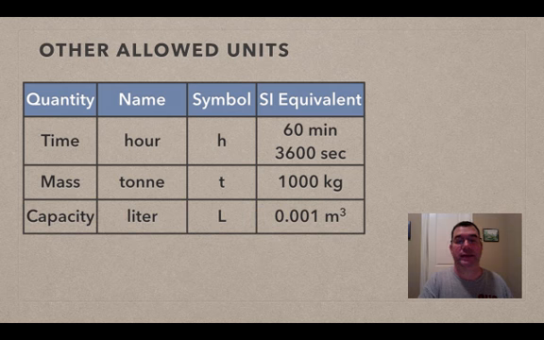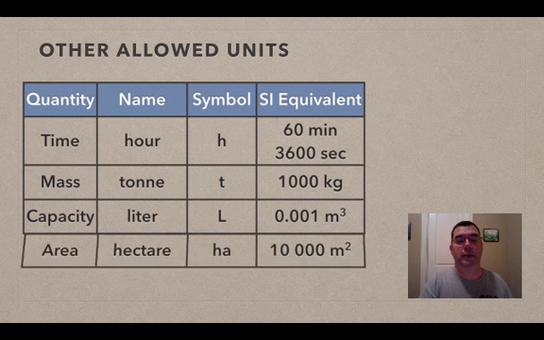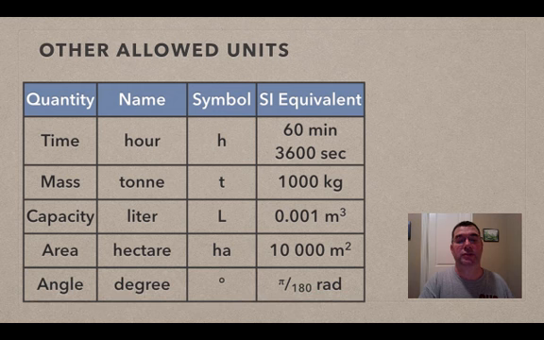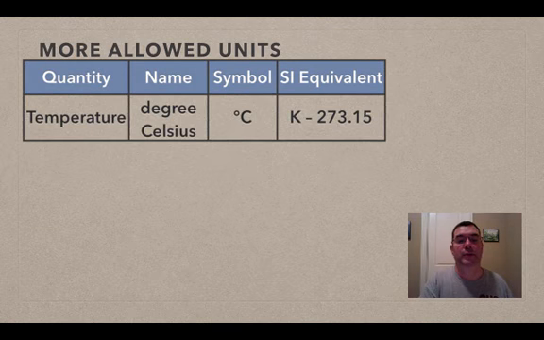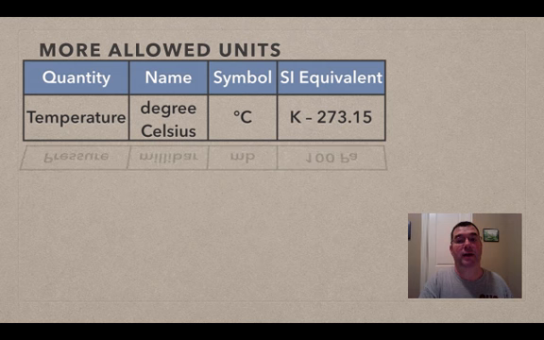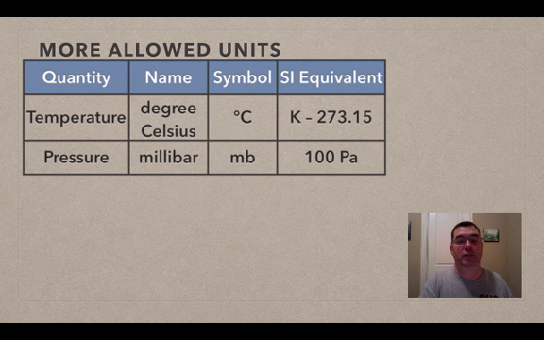Capacity can be measured in liters, and each liter is 0.001 cubic meter. Area can be measured in hectares, which is 10,000 square meters. And angles can also be measured in degrees, which is what I think you're used to. Other allowed units, temperature can be measured in Celsius, and you can get that by taking your Kelvin and subtracting 273.15. Pressure can be measured in millibars.